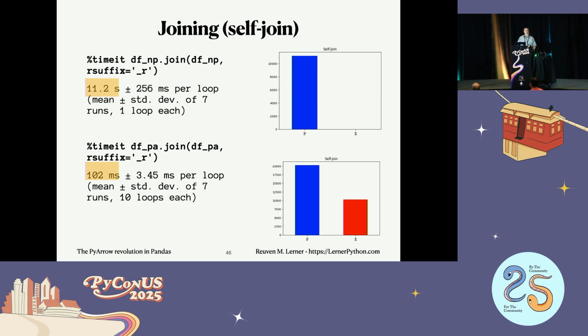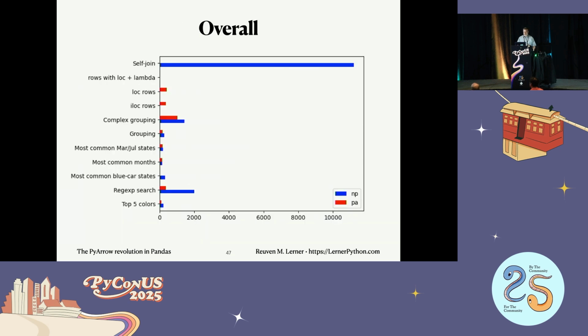And so overall, remember that the blue lines are NumPy and the red lines are PyArrow, right? The blue lines are almost always, not always, but almost always longer here.